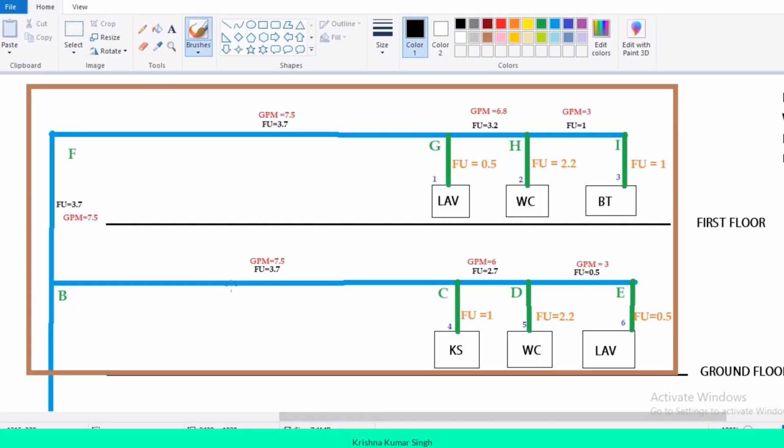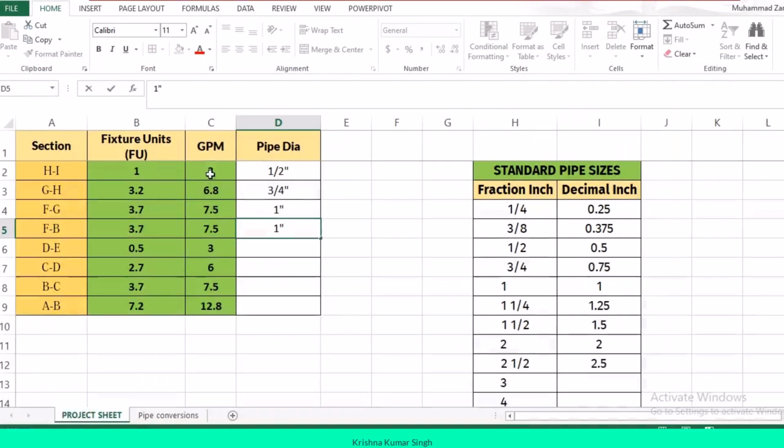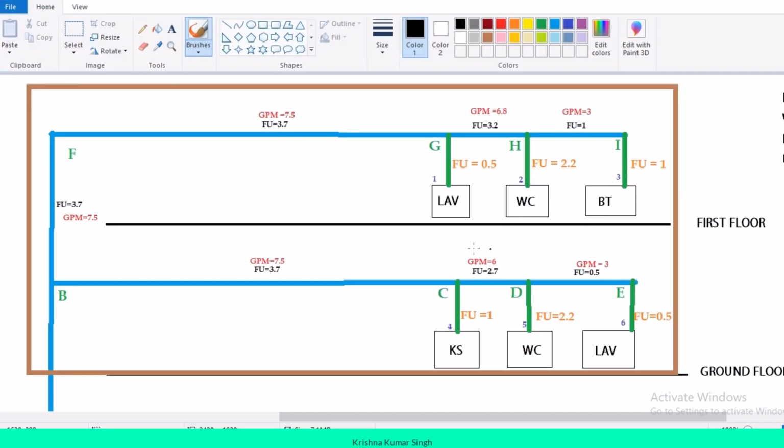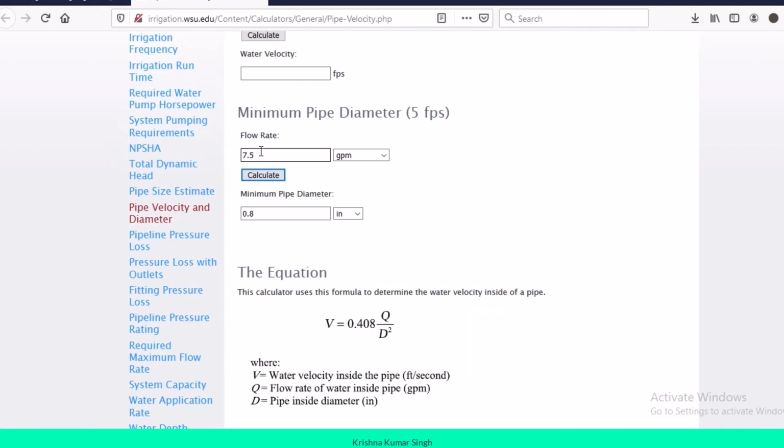First you have to cross check DE section with 3 GPM. Alright. With 3 you calculated 1 by 2. So same here. You don't need to go towards the online calculator. You already calculated for 3 GPM. Next, CD. Okay, CD section has 6 GPM. Yes, that is true. Now moving towards the online calculator, 6 GPM with 5 fps velocity.